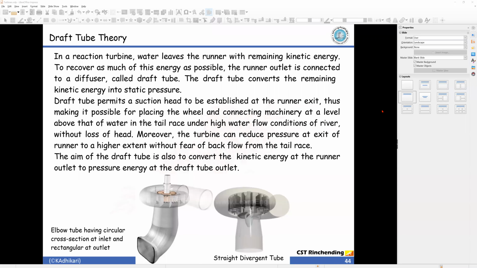Hello students, let's continue our discussion. So we were discussing the draft tube.